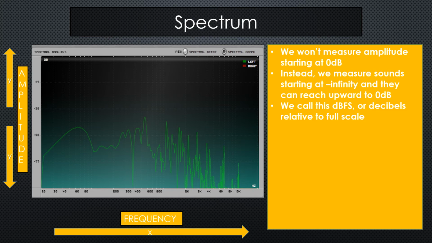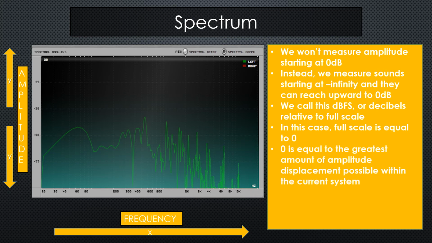So in most analog, and as we will see, digital systems of audio, when we are talking about decibels, we're not talking about decibels in the physical world that start at 0 and go upward. We are talking about decibels relative to full scale, which start at negative infinity and work their way up to 0. The amount of difference between 3 and 6 decibels and 3 and 6 decibels relative to full scale is the same. The unit of measurement remains the same, but the scale in which we are putting it changes to become more useful within these systems. So in this case, full scale is equal to 0. 0 is equal to the greatest amount of amplitude displacement possible within the current system.